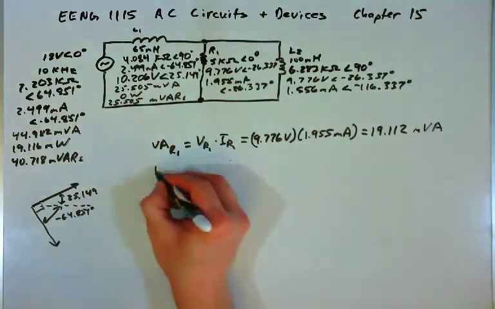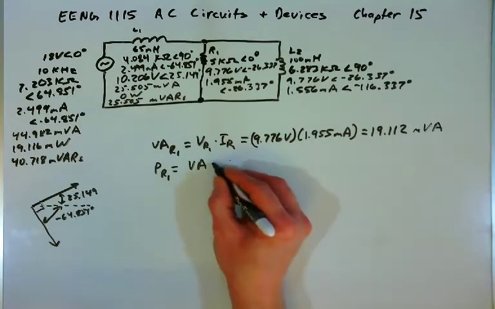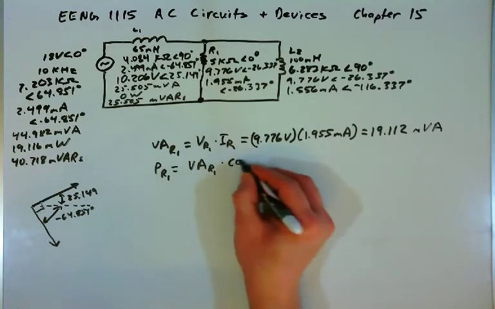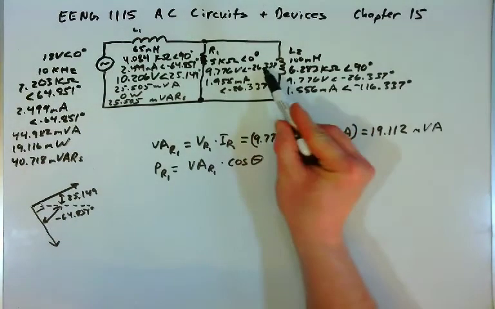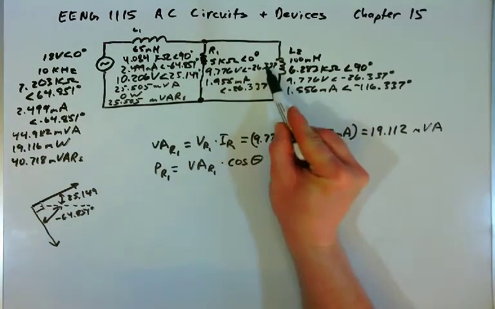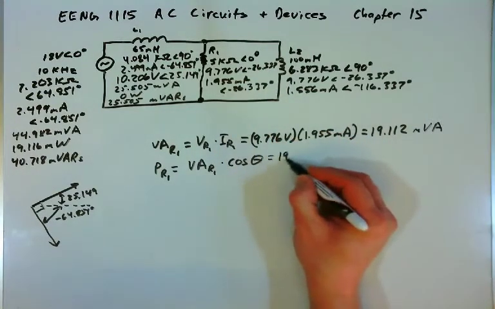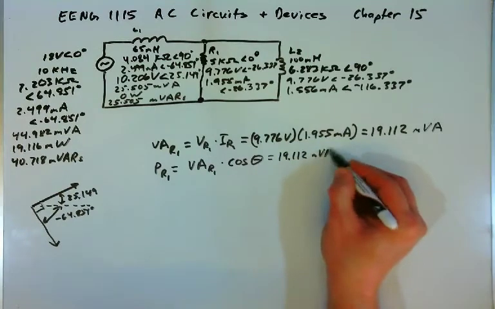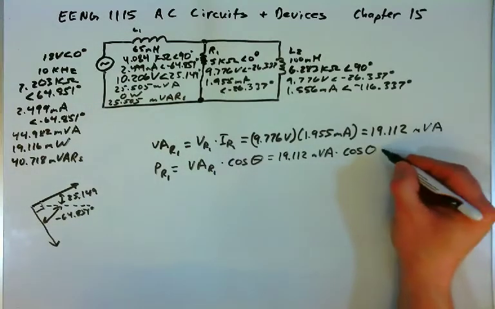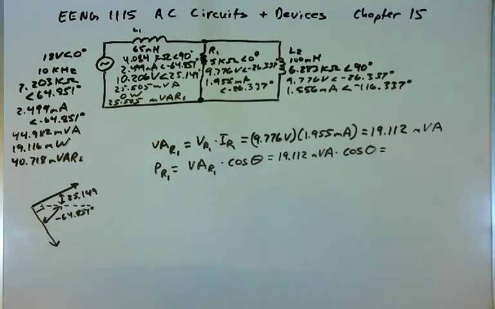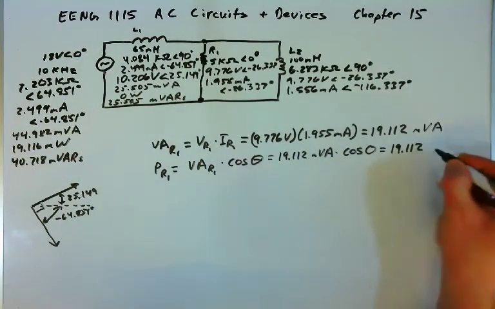Okay. Now we can find the power in R1 by multiplying the volt amps of R1 times the cosine of the absolute value of the angle between the voltage and the current. You can see that the voltage and the current have the same angle, so there's no angle between them. The angle is 0. And so we will multiply the volt amps, 19.112 millivolt amps, times the cosine of 0. The cosine of 0 is 1, and so 1 times 19.112 is 19.112.